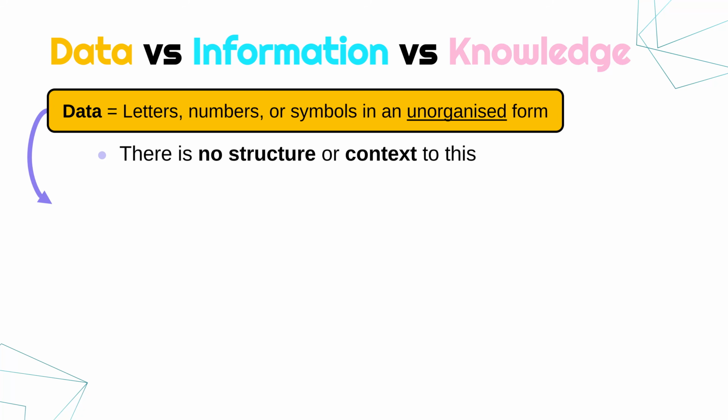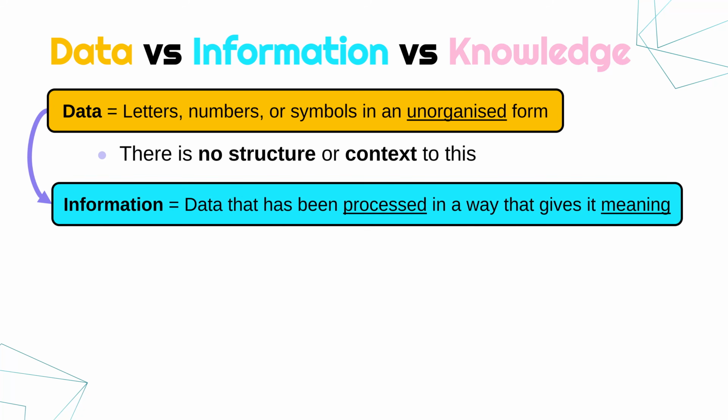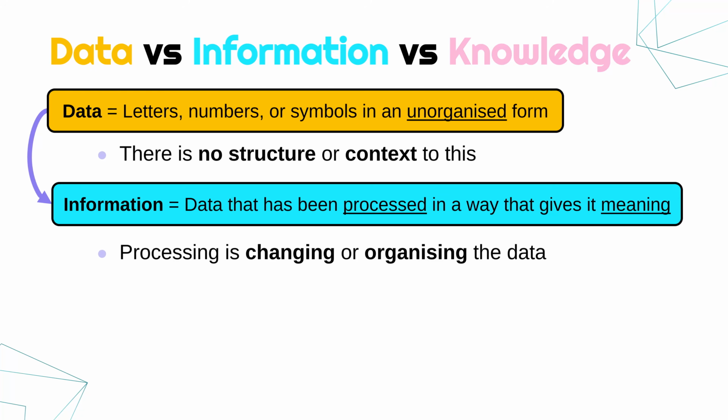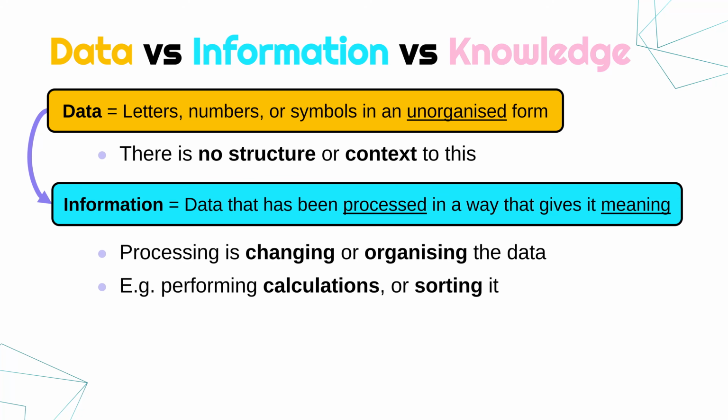However, we can quite easily convert data into information. Information is data that has been processed in a way that gives it meaning. So it therefore has some structure and some context. Processing itself is just changing or organizing the data, taking it from one form and putting it in another form. Perhaps you're doing some calculations, sorting it, or adding some annotations or labels to it. You're giving it context and structure, so that it becomes information.